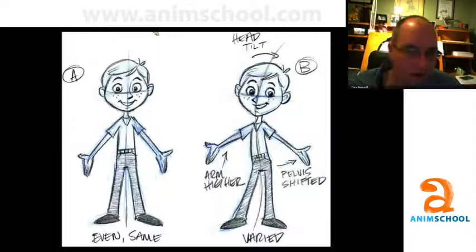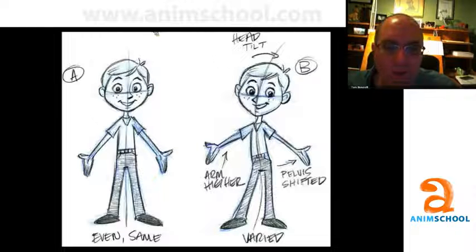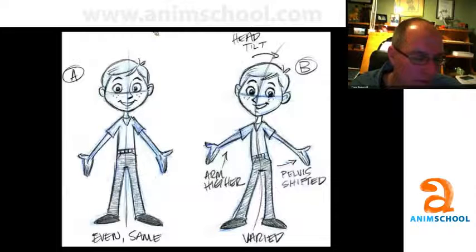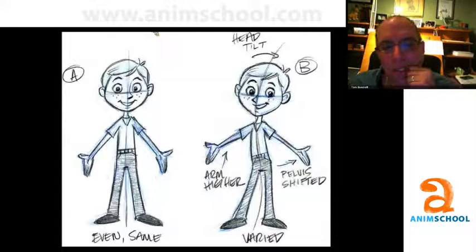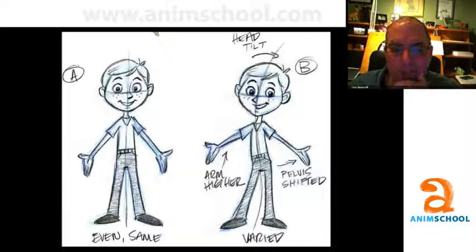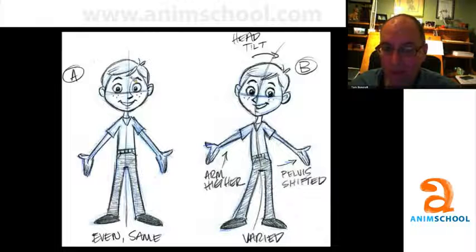One of the things that I talk about in the book is how to improve your poses, adding tilts, adding some flow and rhythm to the drawing. So this right here is an example of just a really basic boy character. The A version here is even, same. It's very twinning, right? Everything on it is twinning. It's all exactly the same.